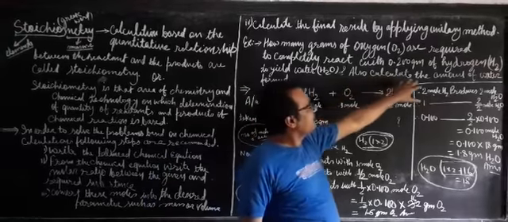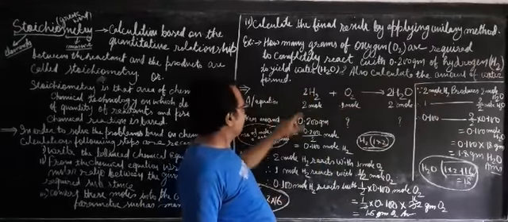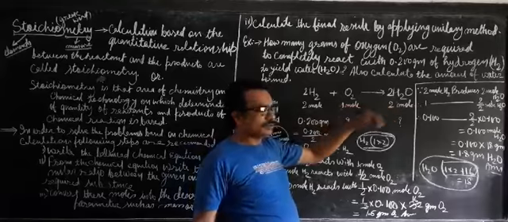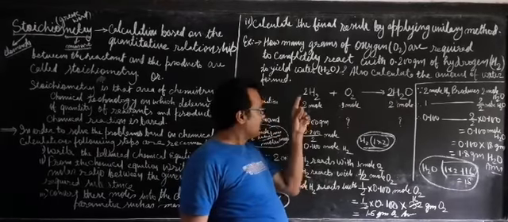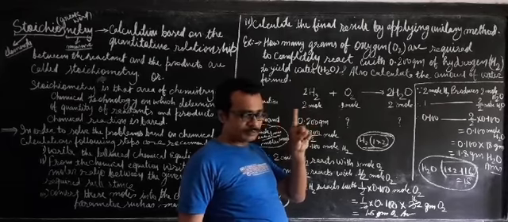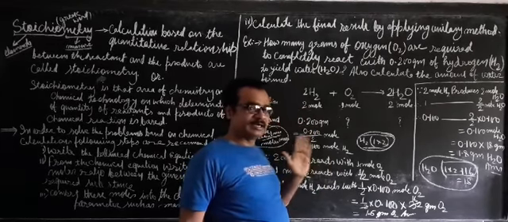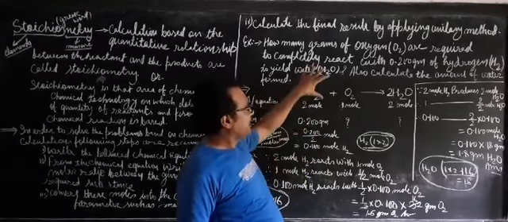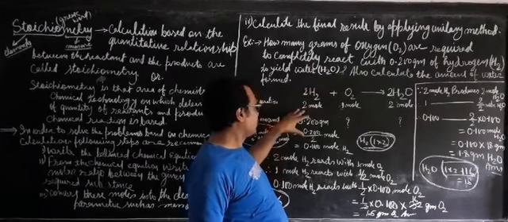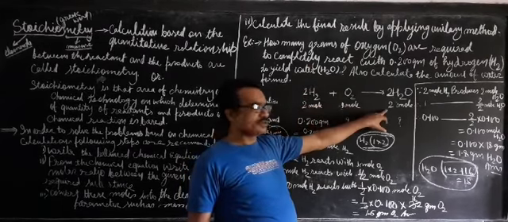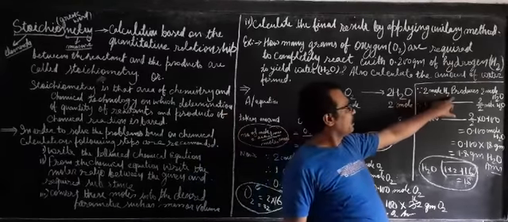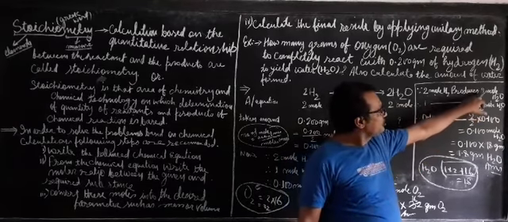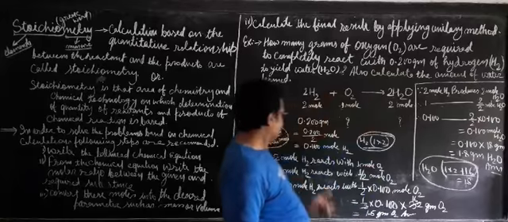Now the second part: also calculate the amount of water. How to calculate this? You can see the equation. 2 mole of hydrogen produces 2 mole of water. Because the amount of hydrogen is given in the question, we have to calculate from that only. Whatever data is given, from that data you have to make the calculation. So according to the question, 2 mole of hydrogen produces 2 mole of water, so 1 mole of hydrogen would produce 2 by 2 mole of water.